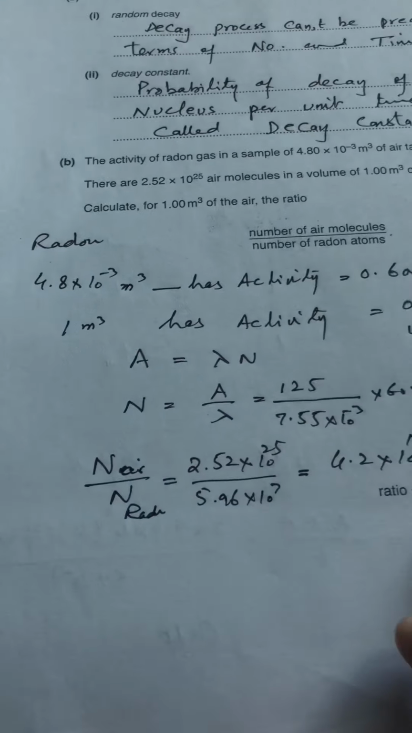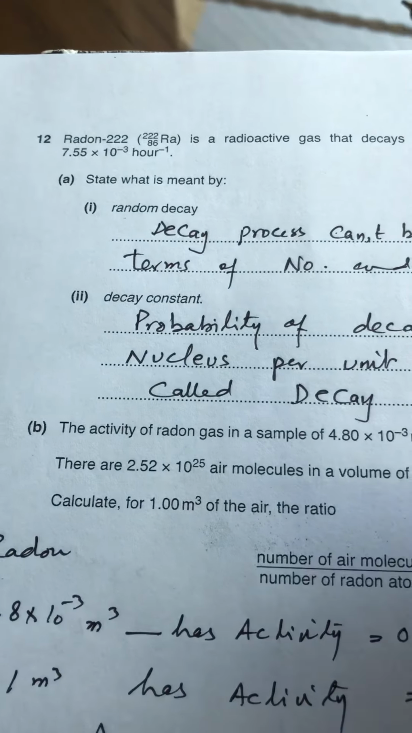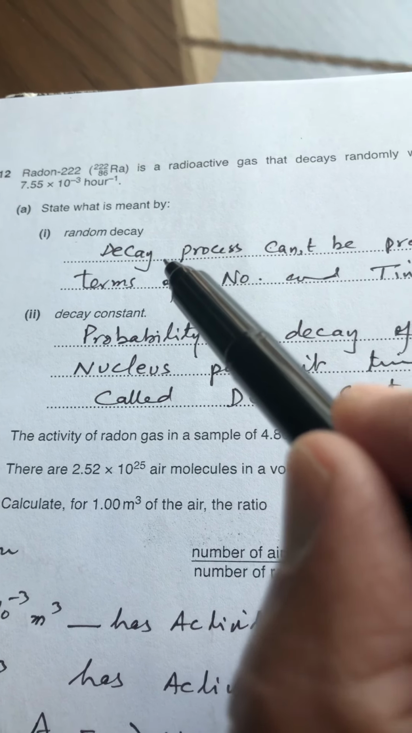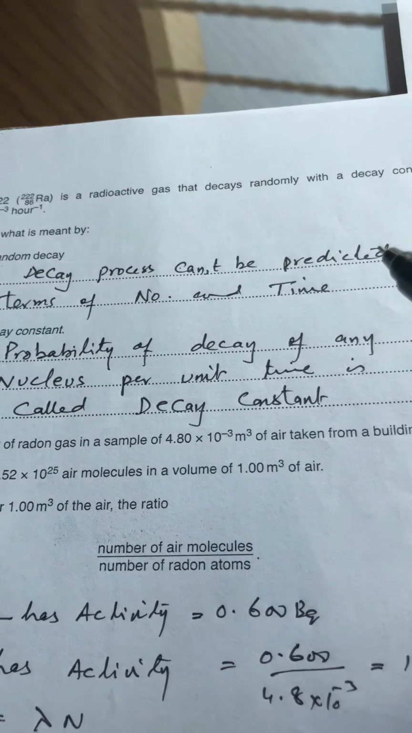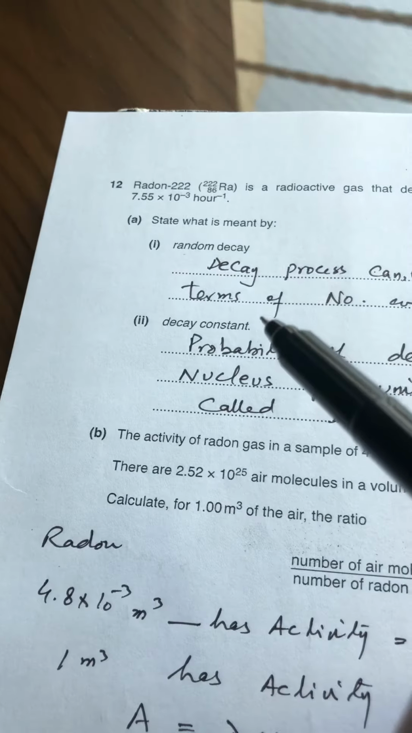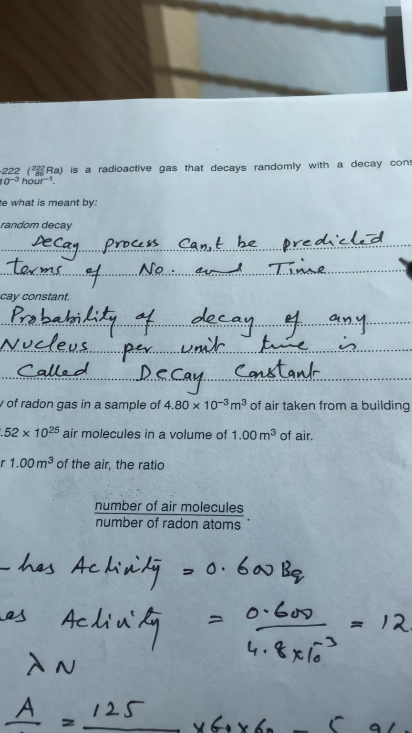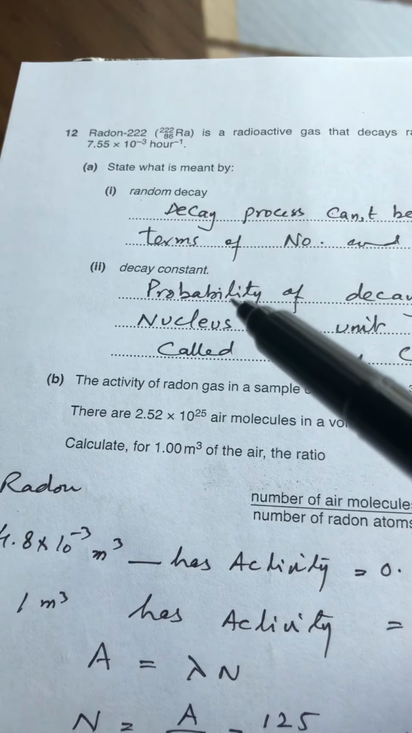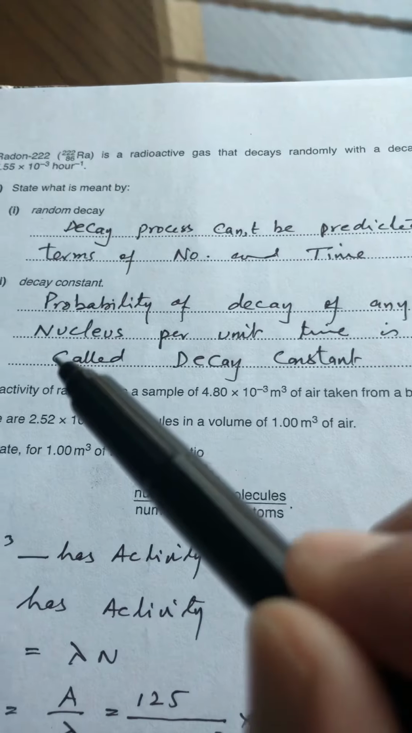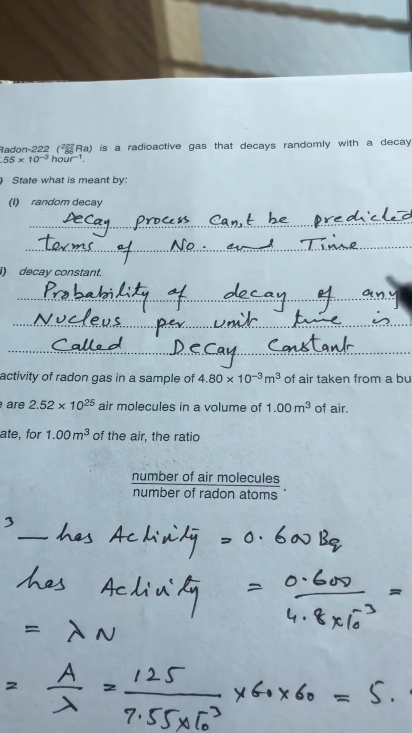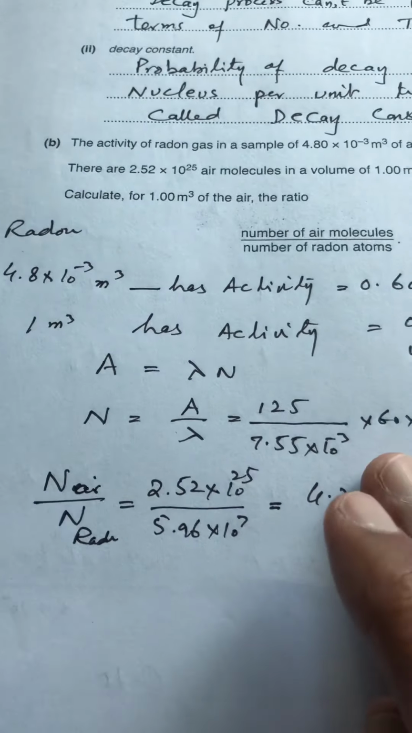And then the last question is question number 12. We have to write about random decay. Decay process cannot be predicted in terms of the number of radioactive nuclei decaying and in terms of time. Okay. Decay constant: the probability of decay of any nucleus per unit time is called the decay constant.